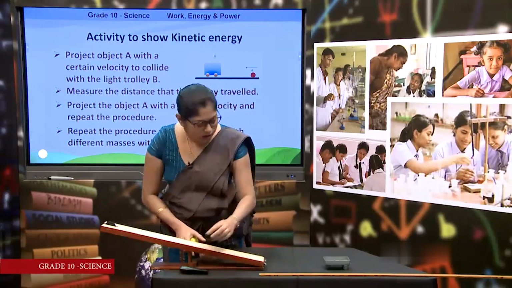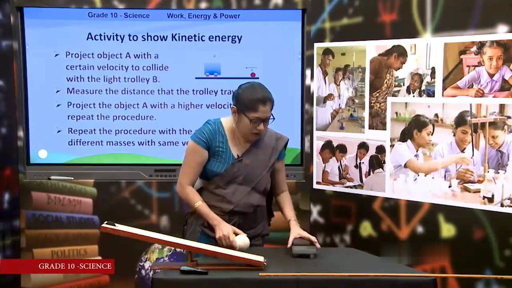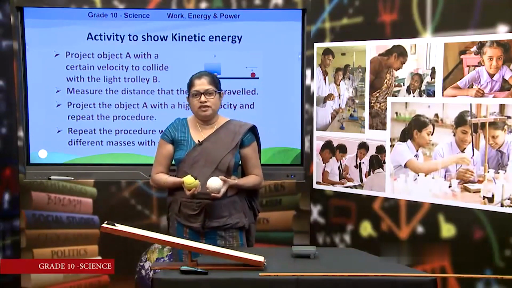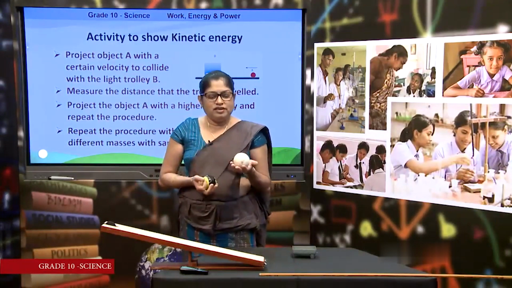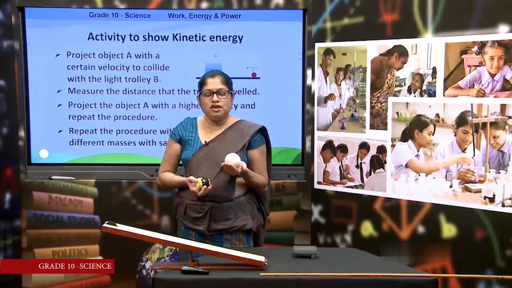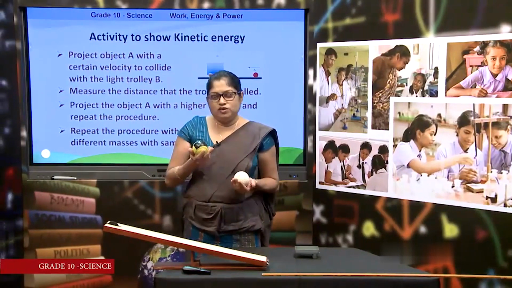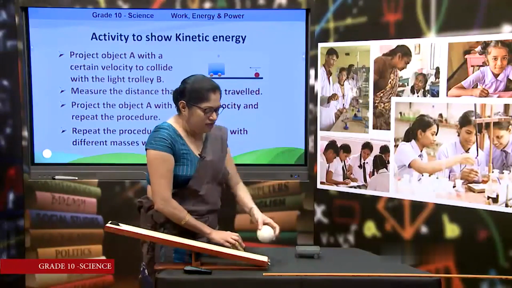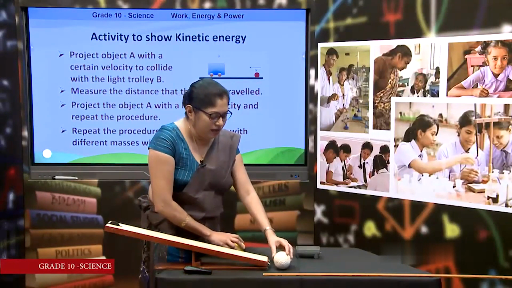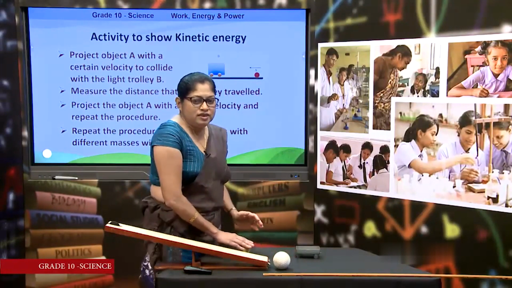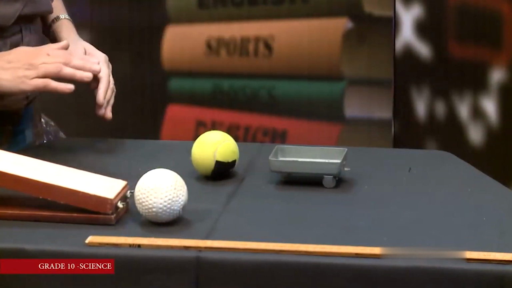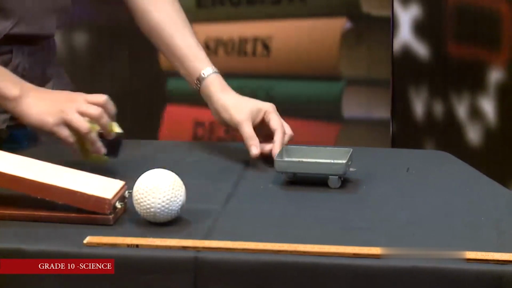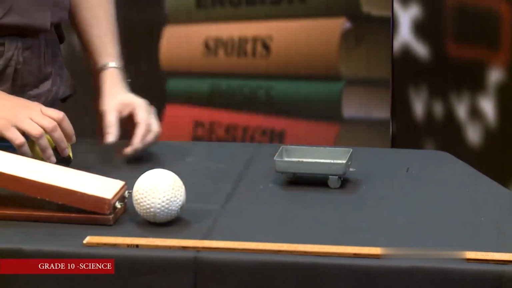Now, again, I am going to change the mass of the object. So, this is a tennis ball and this is a leather ball. So, this is heavier than this one. So, first I project the tennis ball towards the trolley and you note the distance the light trolley travels. So, it travels a shorter distance like this.